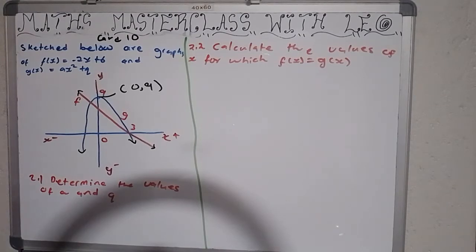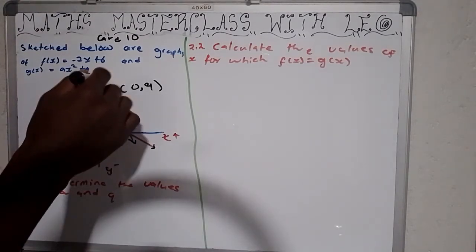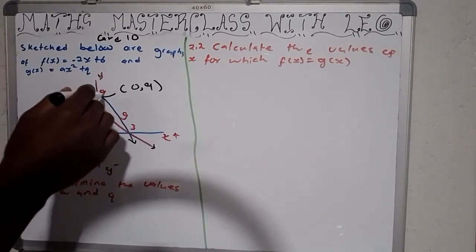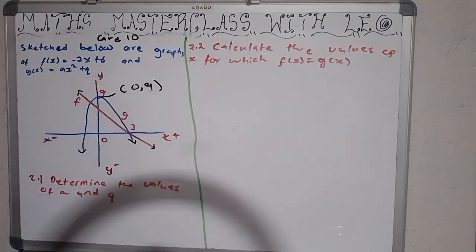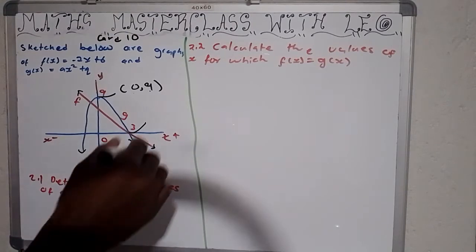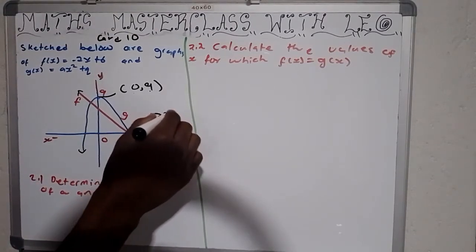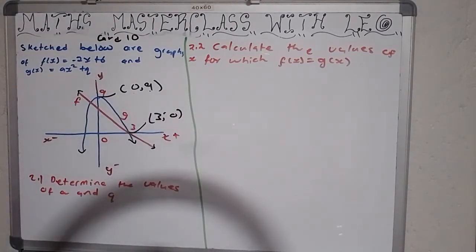Now you can see that this is a turning point. The turning point is at (0, 9). And you have the x-intercept here. What is the x-intercept? It is at (3, 0). And this represents your q. 9 represents your q.